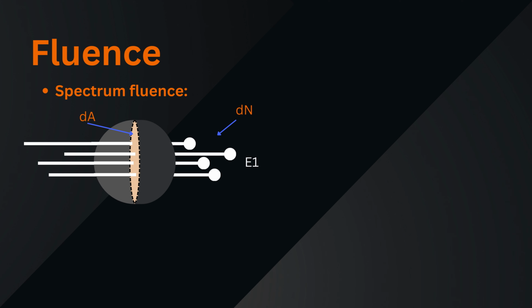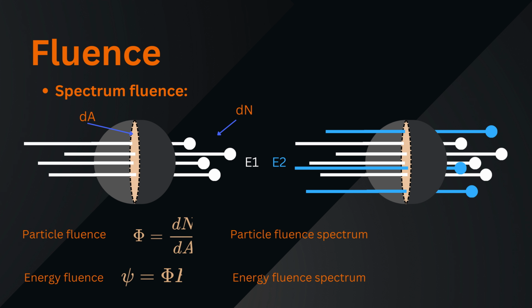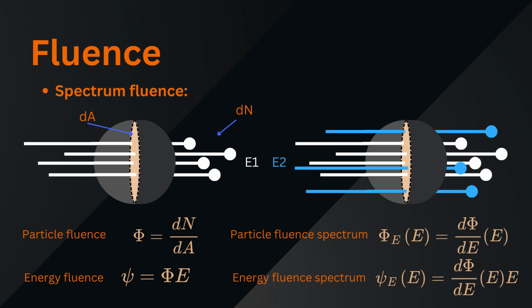But as discussed before in the X-ray production lecture, the generated photon beam is not a monoenergetic beam. It is a spectrum of photon energies. In the case of polyenergetic beam, the particle fluence and energy fluence become particle fluence spectrum and energy fluence spectrum respectively.